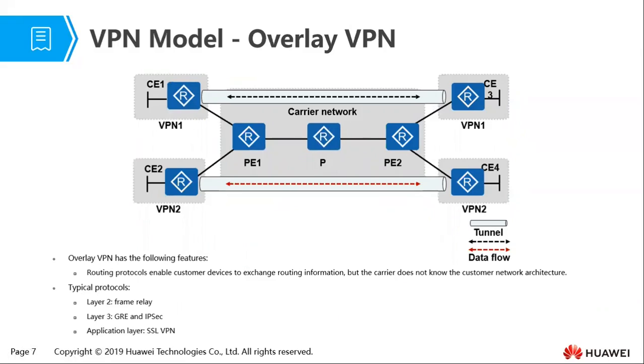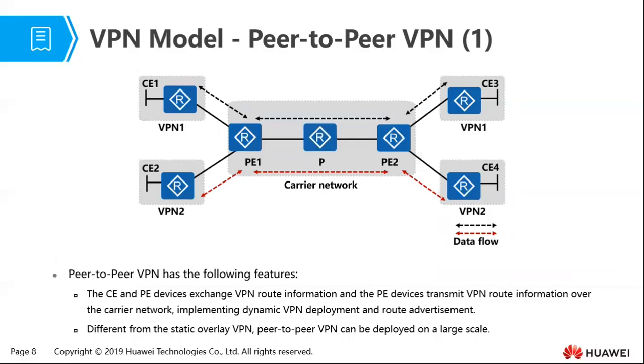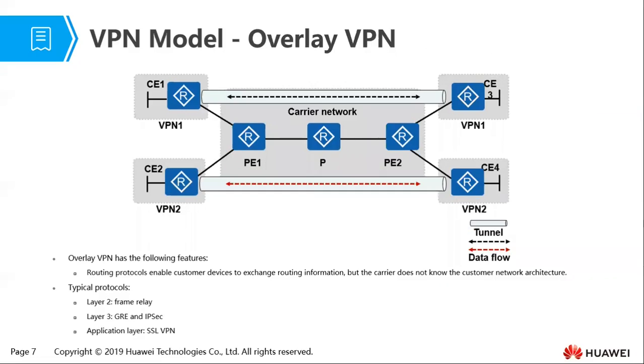So let's look at several traditional VPN models. Generally, we have two, and we're supposed to understand their advantages and also disadvantages. So we have what we call an overlay VPN model. We also have what we call a peer-to-peer VPN model. So we need to understand these two and their advantages and disadvantages.